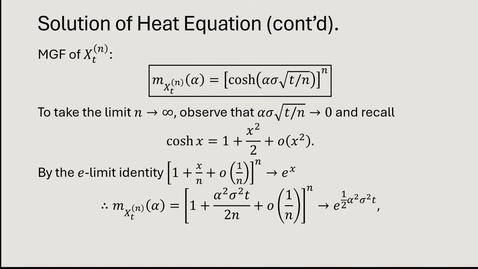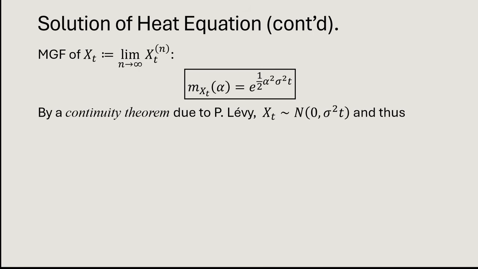But we recognize the right-hand side is the MGF of the Gaussian distribution with zero mean and variance of sigma squared t. And that pretty much finishes the derivation. X_n(t) converges to a Gaussian. And by a continuity theorem due to Levy, the convergence in MGF implies convergence in distribution. So the limiting distribution of X(t) follows the Gaussian distribution with zero mean and variance sigma squared t.